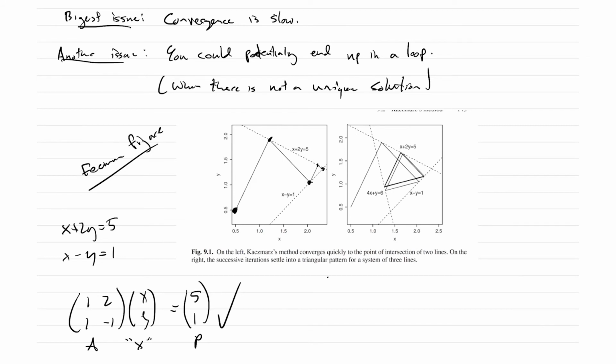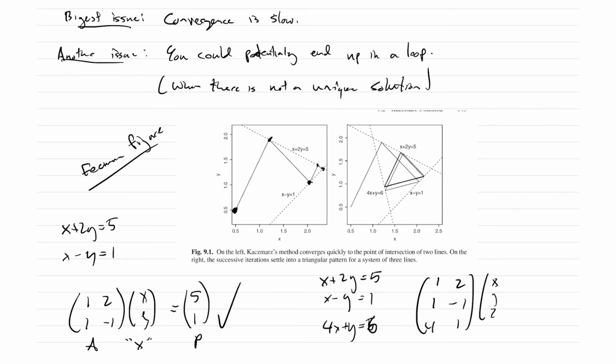But if you look at the third one, it's an inconsistent set of equations. We have x plus 2y is 5, x minus y is equal to 1, and then we have another one, 4x plus y is equal to 6. Well, there is no solution that satisfies all of them. That's just life, right? So 1, 2, 1, negative 1, and then 4, 1, times x, y. It's just two variables, x and y, equal to 5, 1, and 6. There's not going to be any x and y that satisfies all three of these at the same time. And so what you see is that the solution ends up settling into this triangle that goes between them.